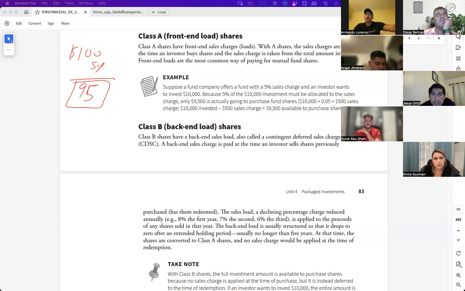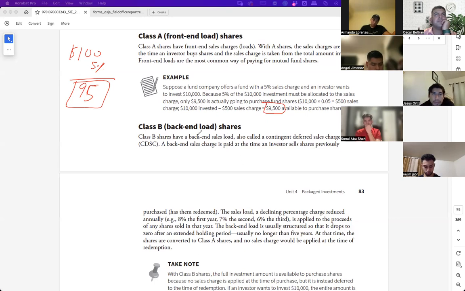Here it is. The sales charge is paid at the time an investor buys shares, and the sales charge is taken from the total amount invested. This right here is the way that we get paid each month passively. Now here's an example. If one offers a 5% sales charge and an investor wants to invest 10 grand, we're going to look at what the fee of that is. That's $500, so what they're actually investing is $9,500 towards their investment. Okay, all good here?